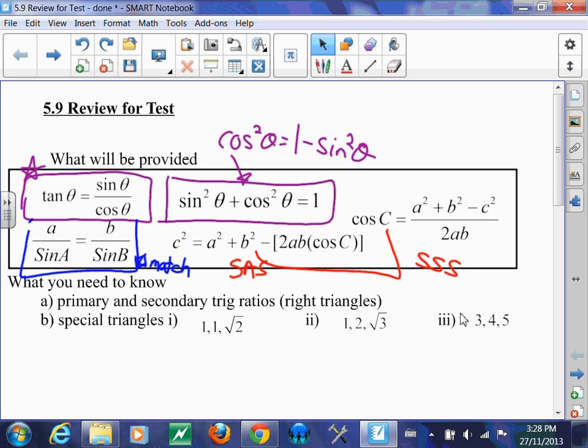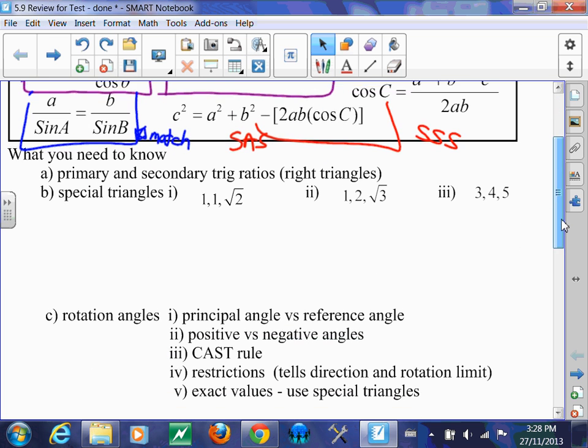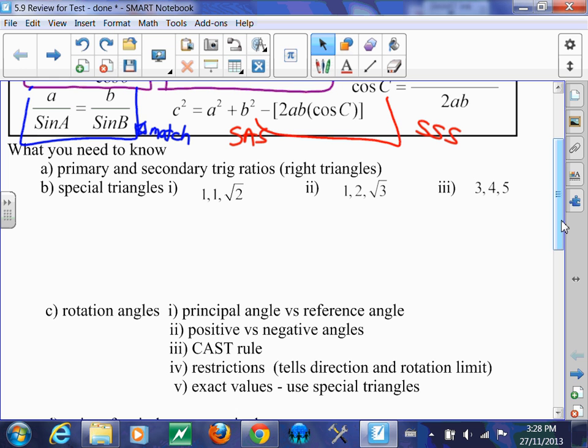All right. So what do you need to know for the test? Because that information will be given, but what you need to know is your primary and secondary trig ratios. Just remember, folks, that your primary ratios are your SOHCAHTOA.